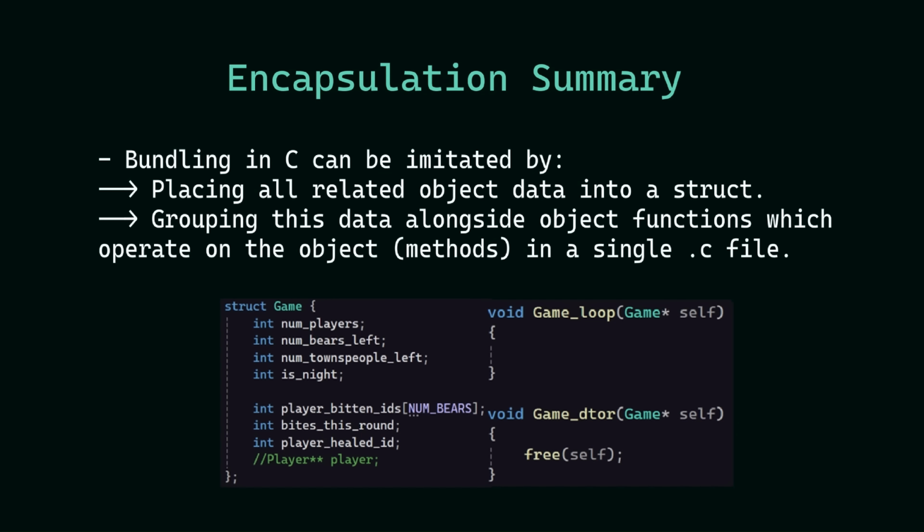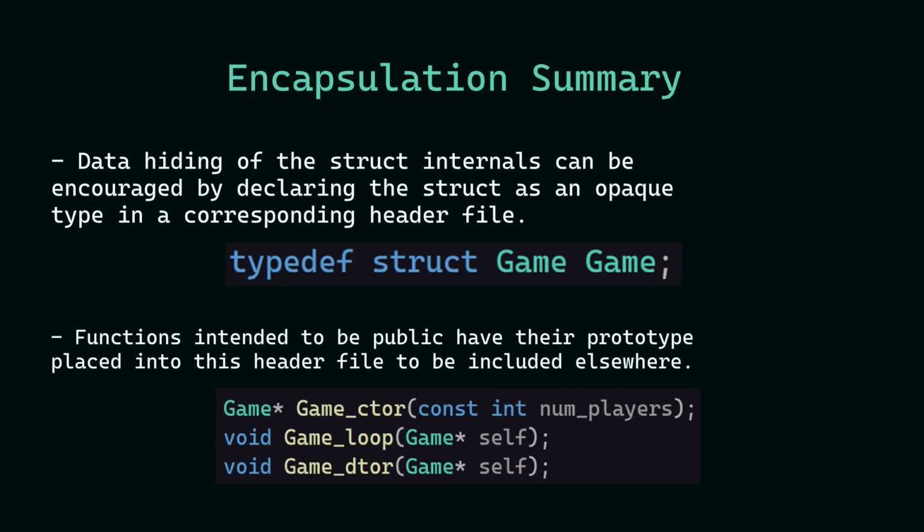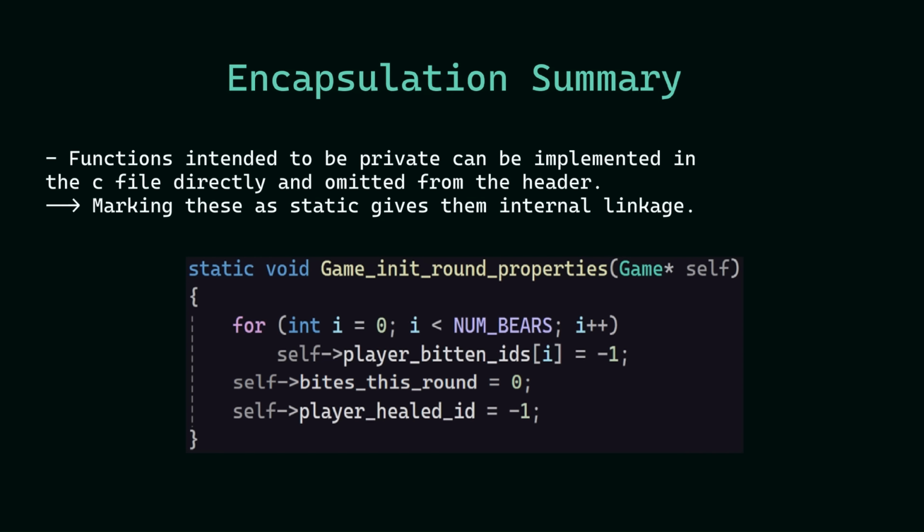methods, in a single .c file. Data hiding of the struct internals can be encouraged by declaring the struct as an opaque type in a corresponding header file. Functions intended to be public and used everywhere have their prototype placed into this header file to be included elsewhere. Functions intended to be private can be implemented in the .c file directly and omitted from the header. Marking these as static gives them internal linkage to further communicate the intention for this privacy.